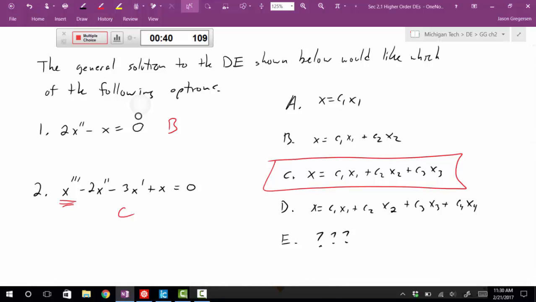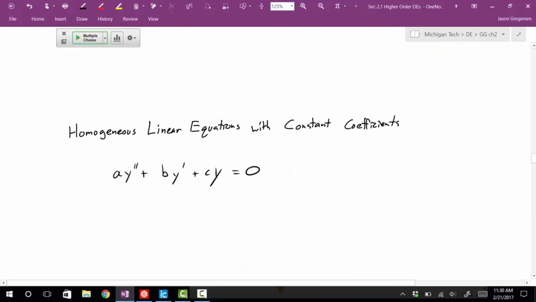All right, so all I got to do is find out x1, x2, x3. I just got to find out those solutions. I can pin them all together to form a general solution. So how do we do that?